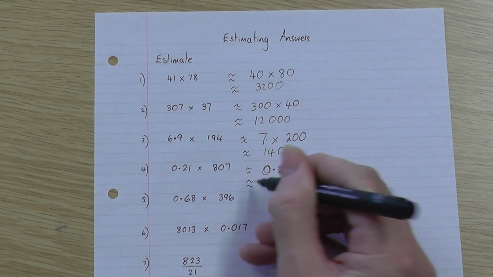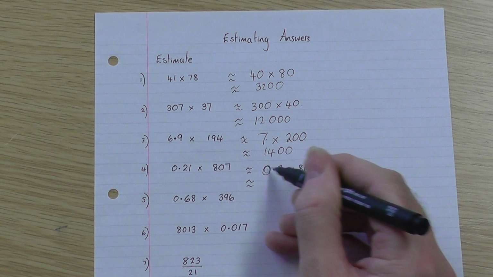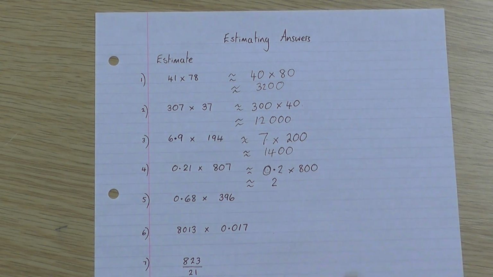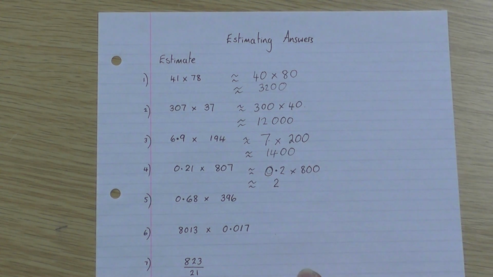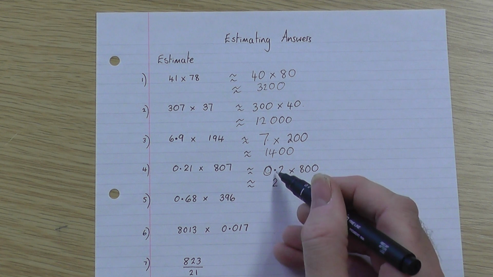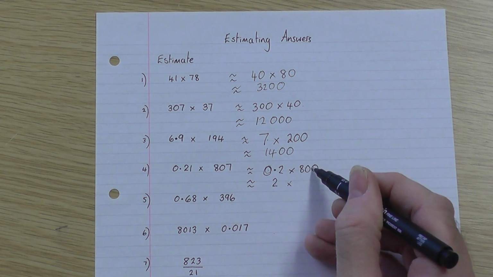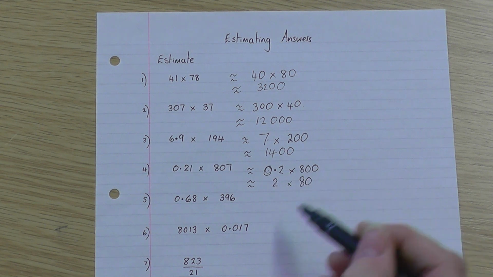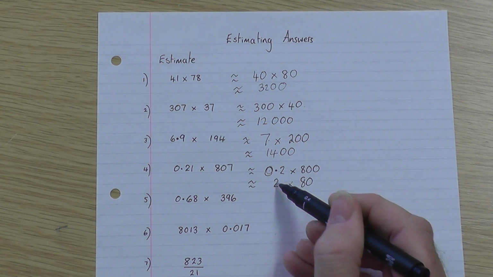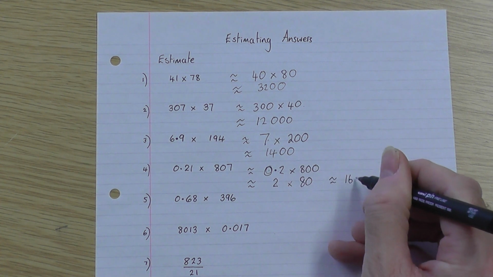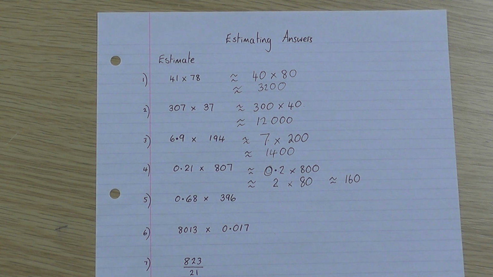Now, to work that out, what I would suggest you do is, because I don't like the decimal, I would probably times that by 10 to get 2, move the decimal point 1 place to get 2, and to make sure the overall answer is the same, if you times that by 10, you divide the other by 10 to get 80. So 0.2 times 800 is the same answer as 2 times 80. And so the answer will be 2 times 8 is 16, add the naught, it's about 160.